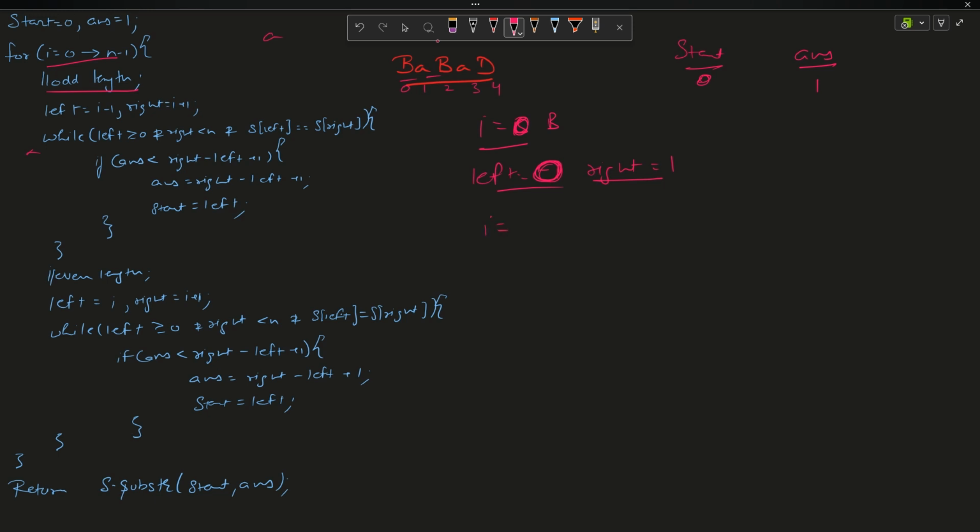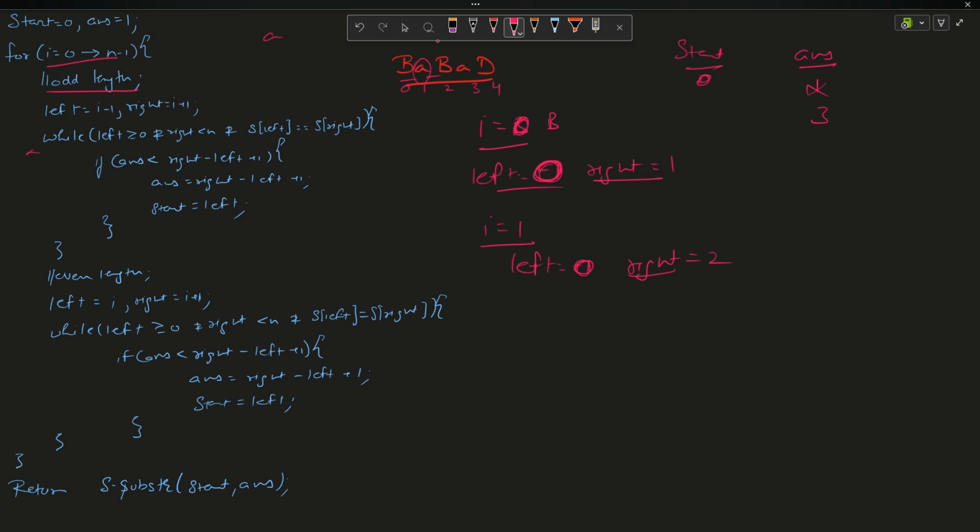Now I will become 1. I am at this position. My left will become, sorry, 0 right now, because my I is 1, and my right will become 2. Is 0 equal to 2? Yes, the characters are equal. That means I will update my answer to 3. My answer will become 3. My start pointer will remain 0 because my left is there.